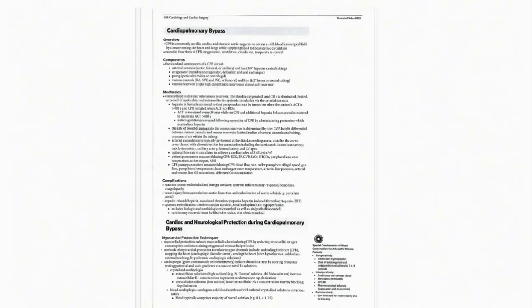Blood cardioplegia. Many centers now prefer blood cardioplegia, which combines autologous cold blood with crystalloid solution. Common mixing ratios include 8:1, 4:1, and 2:1. Because blood provides oxygen, nutrients, and buffering capacity, blood cardioplegia often offers superior myocardial protection compared with crystalloid solutions alone.